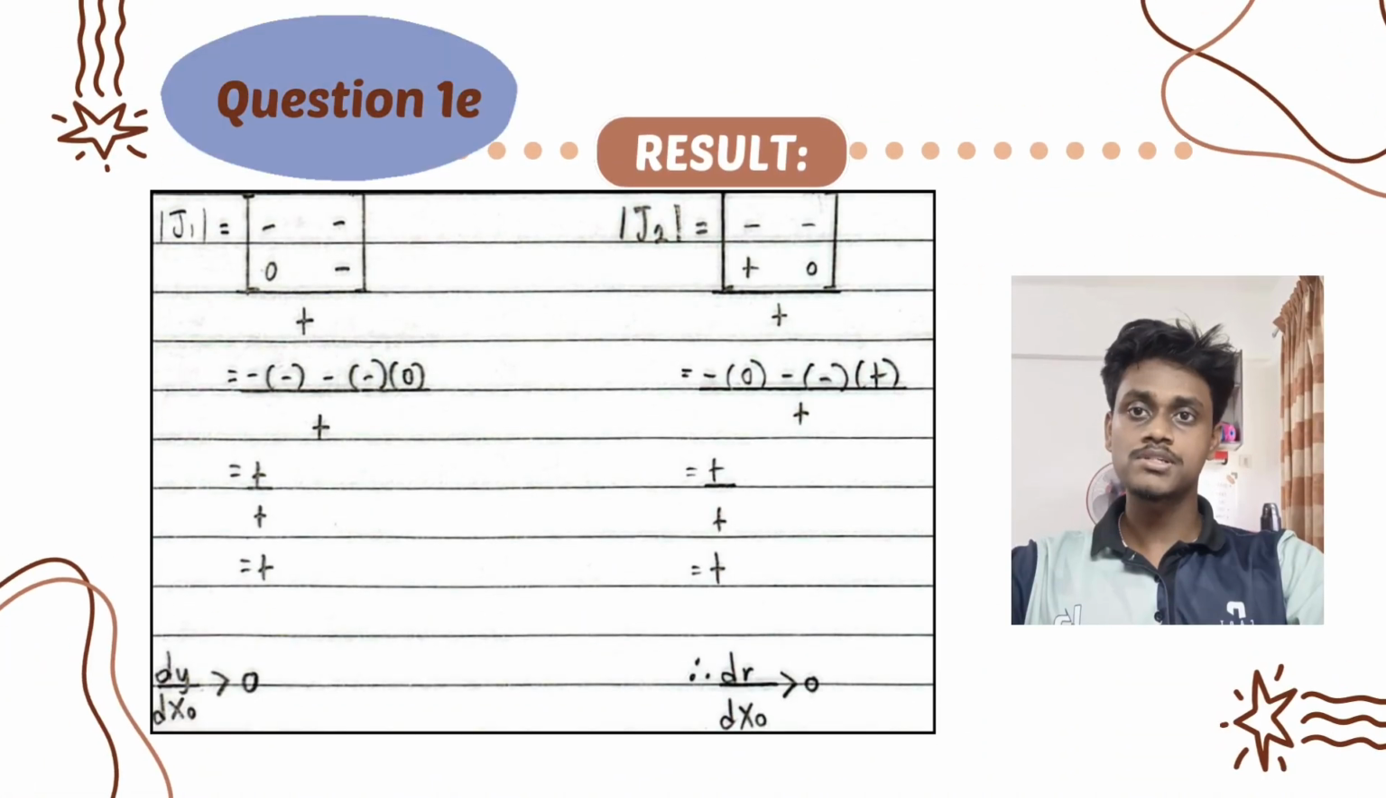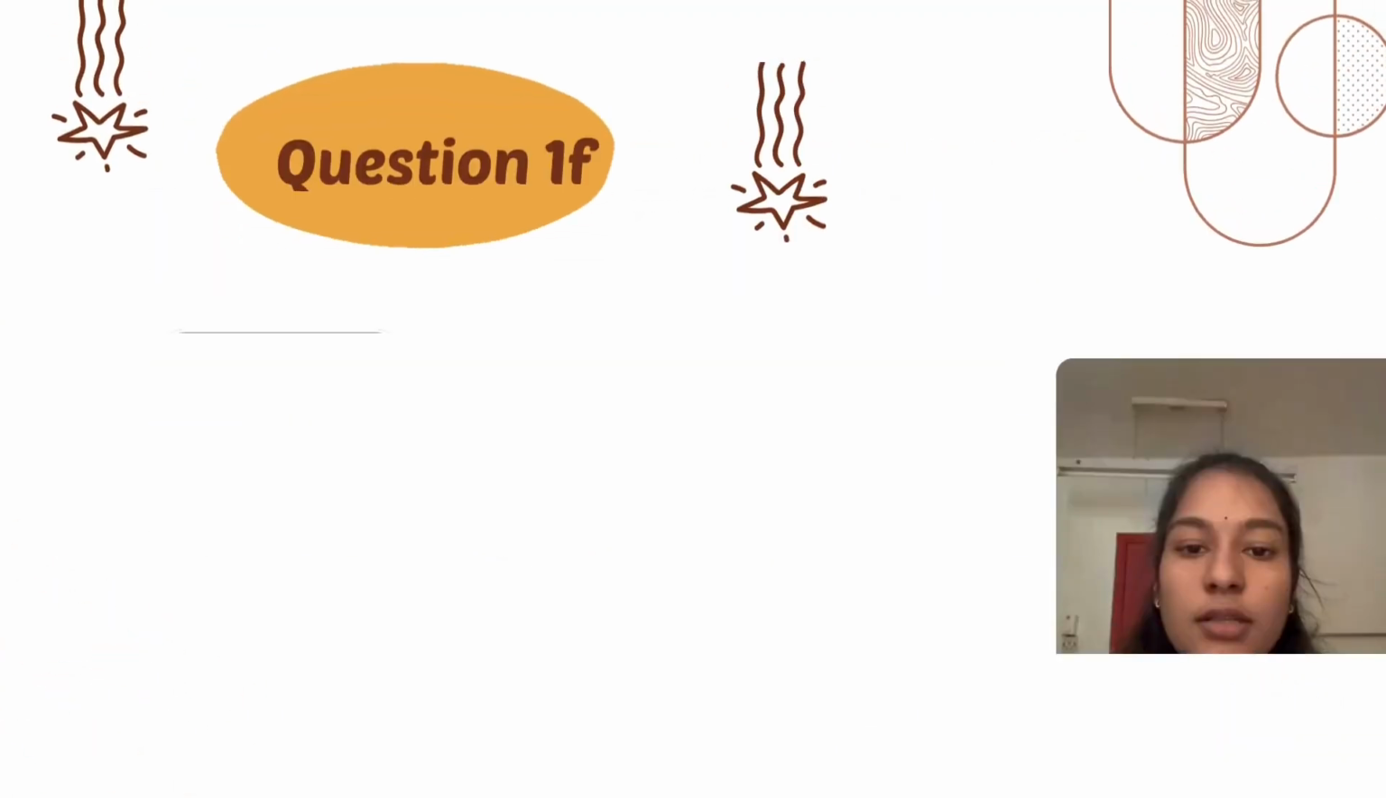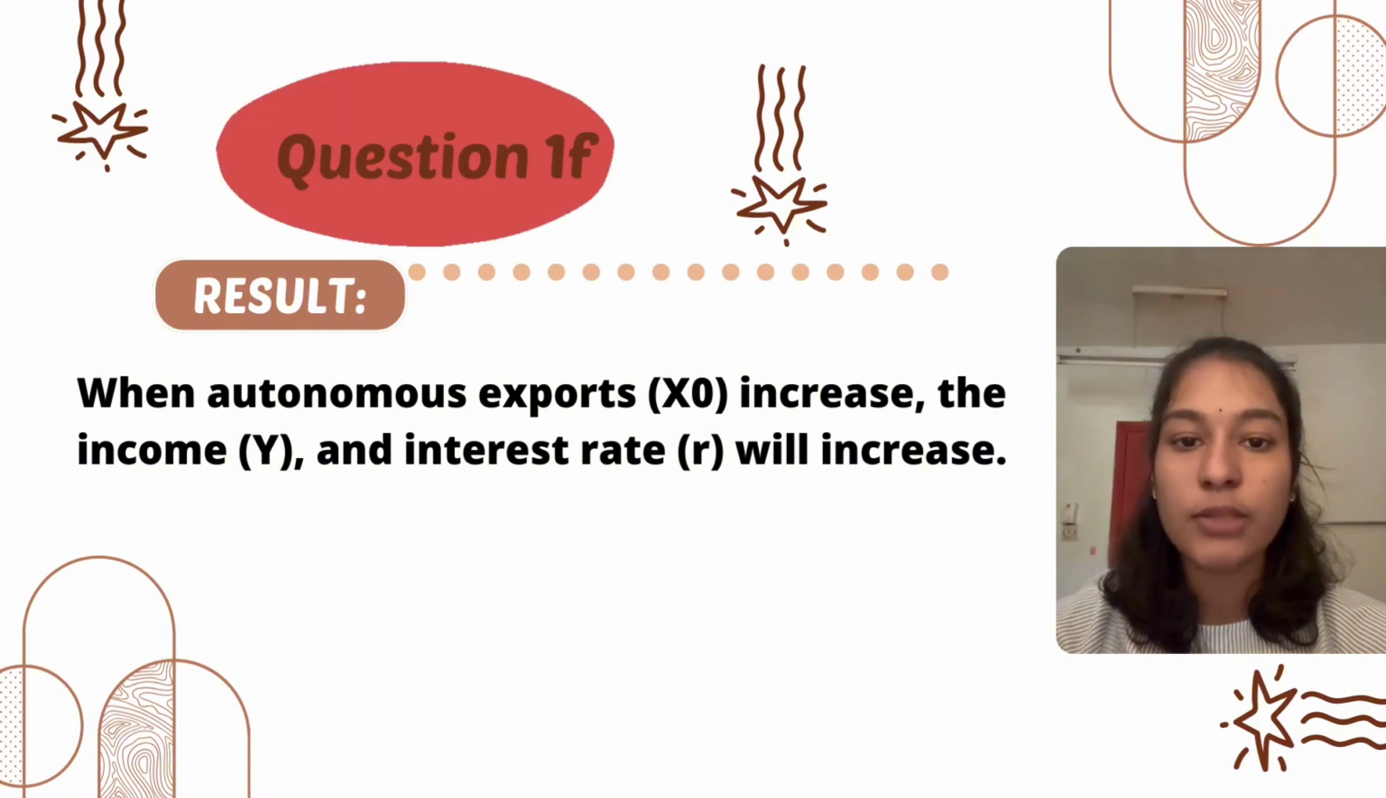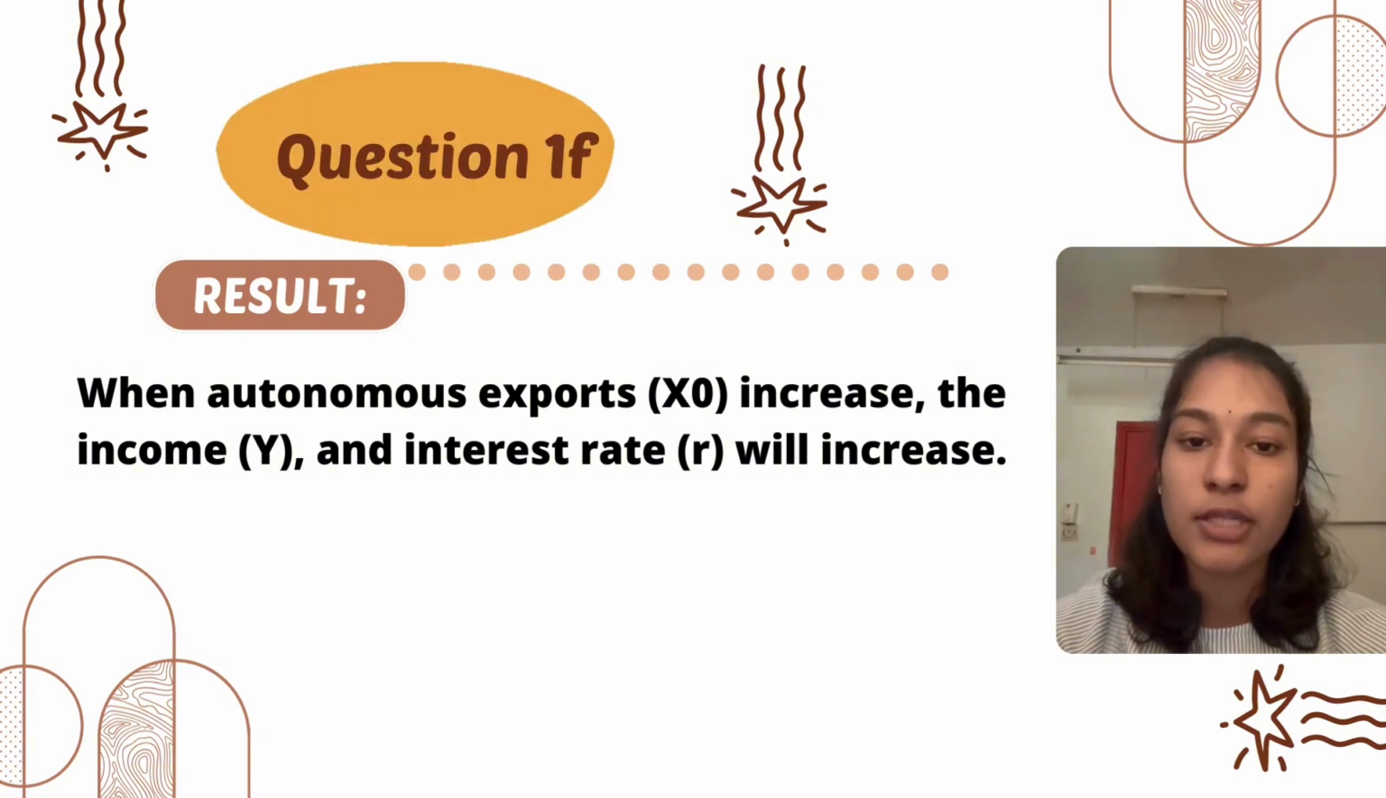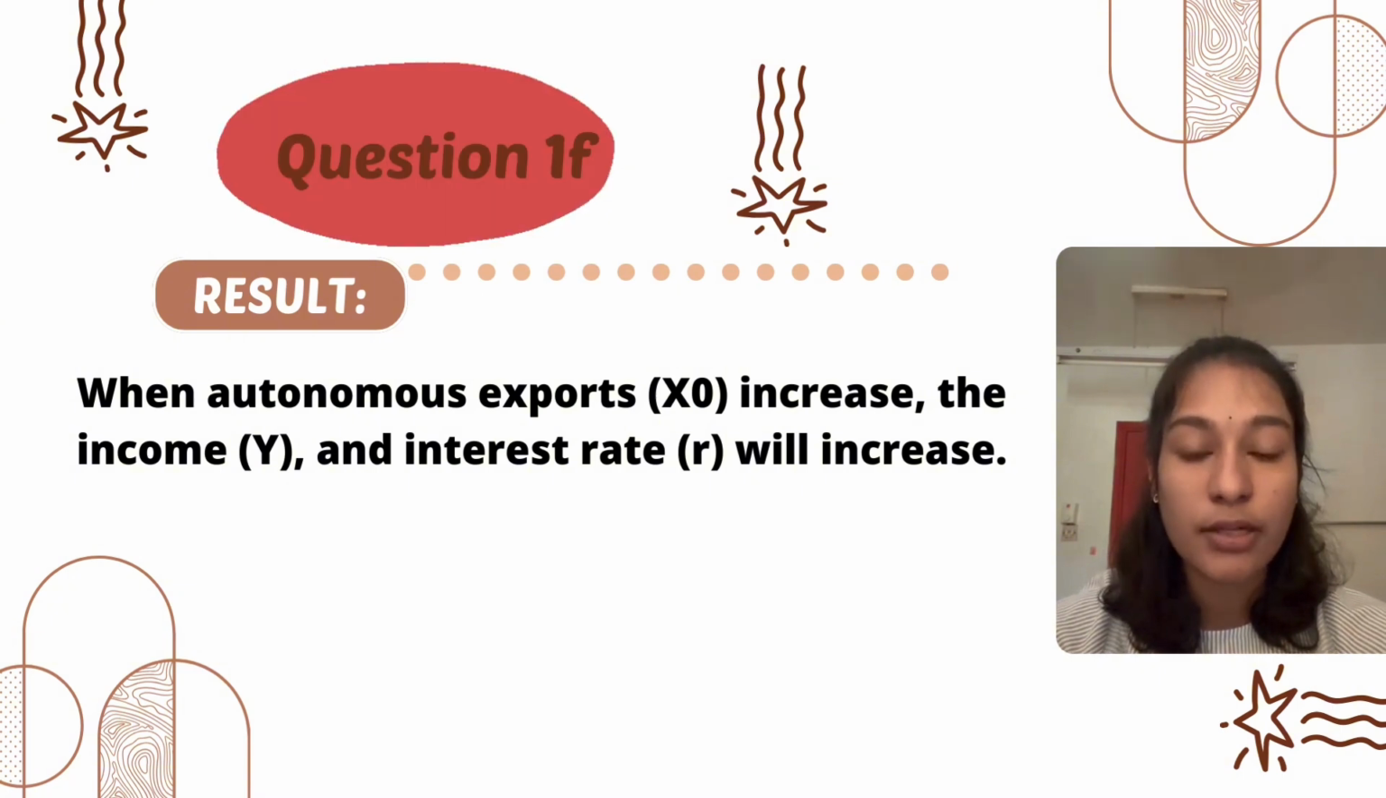Now, we move to question E, that is measure the effect on equilibrium level of Y and R of the change in the autonomous export X. To measure that, we solve the matrix using Cramer's rule. Following this, we can see that the effect on income and interest rate is positive. The result shows that dy over dxo is more than 0 and dr over dxo is also more than 0. So this concludes that when the autonomous export xo increases, the income and the interest rate also increase.